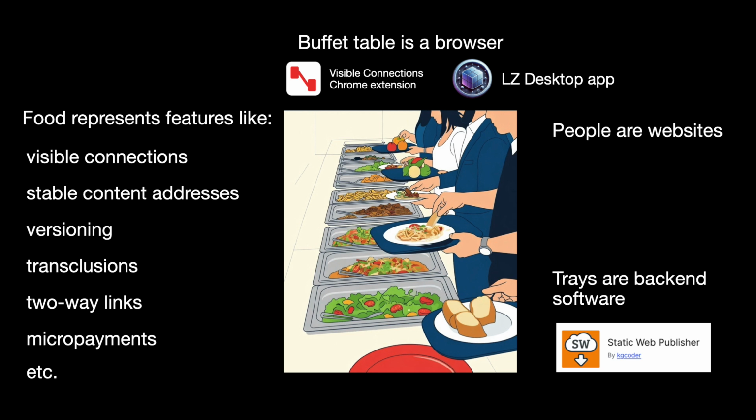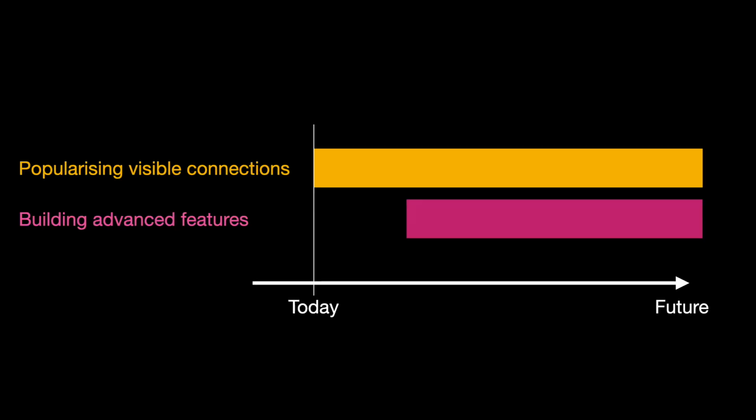So if we are building a buffet, where exactly are we in this process? I would say the buffet already exists because we have the extension. It's just not popular yet, and it has a very limited menu. Currently, it serves only simple visible connections. So what we should do is popularize this buffet in its current form, and then, when we start seeing traction, I can add advanced features. There is no rush to add those advanced features.